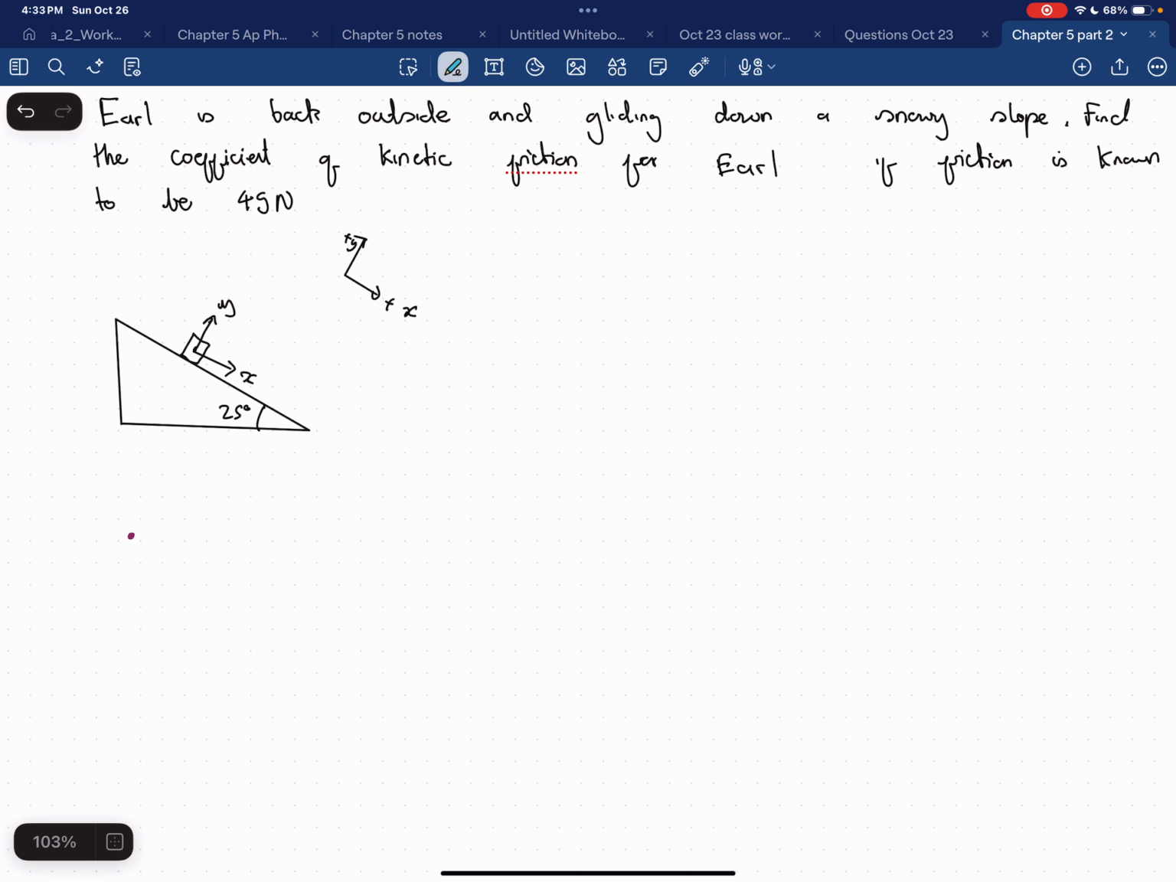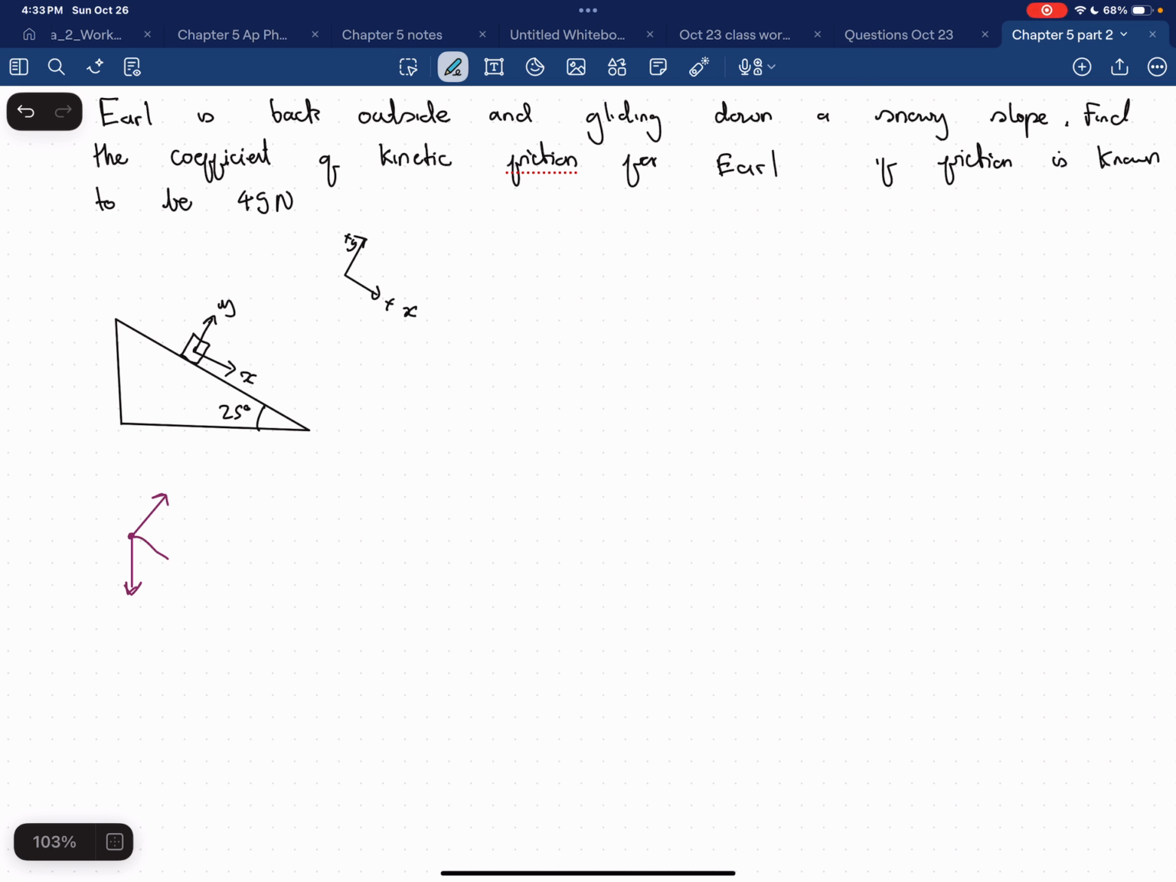So we have our normal force perpendicular to the surface. All right. And we have our weight force pointing straight down. All right. And if this breaks, we break it into its components.